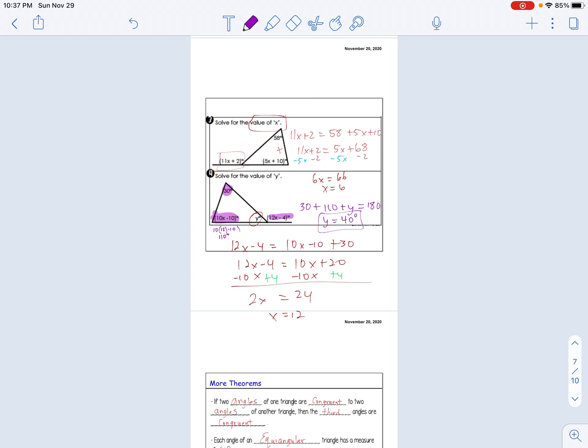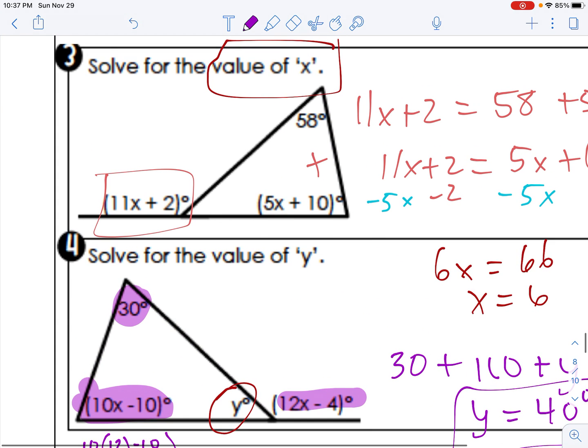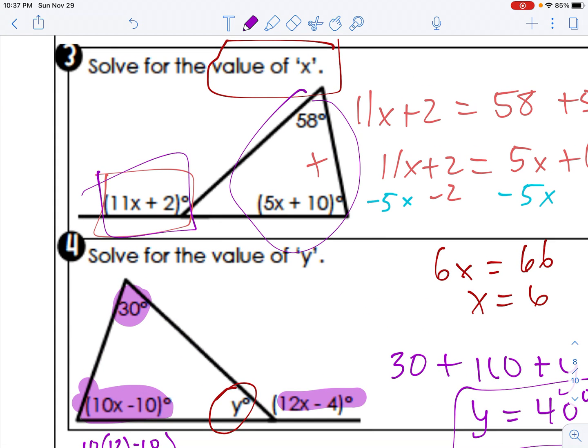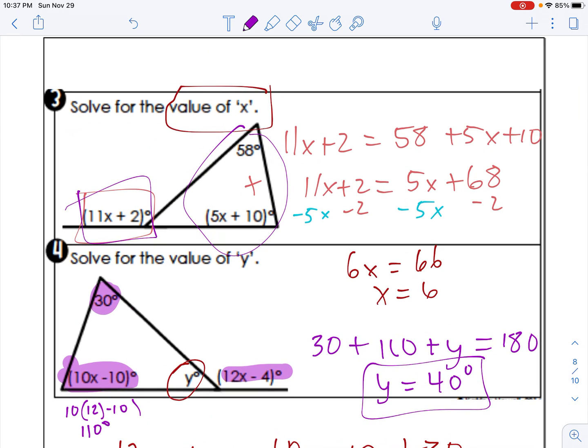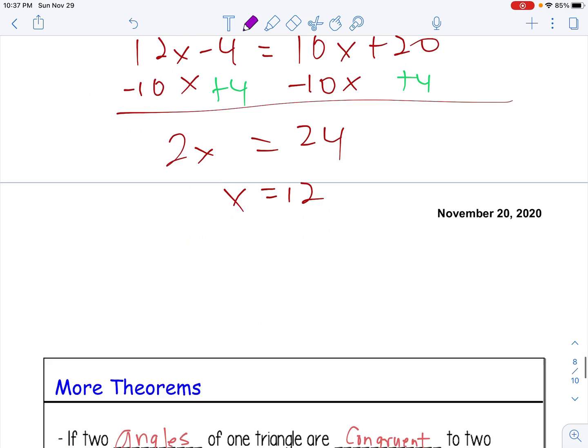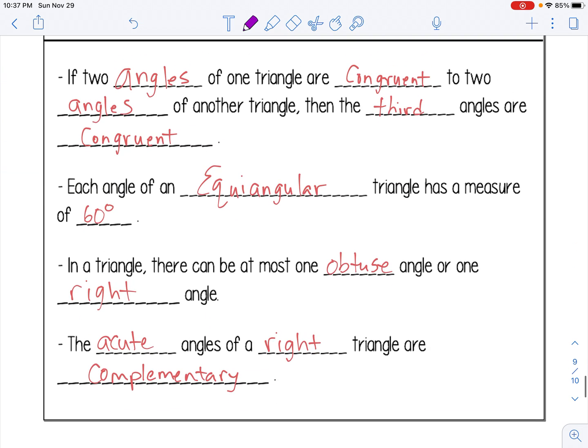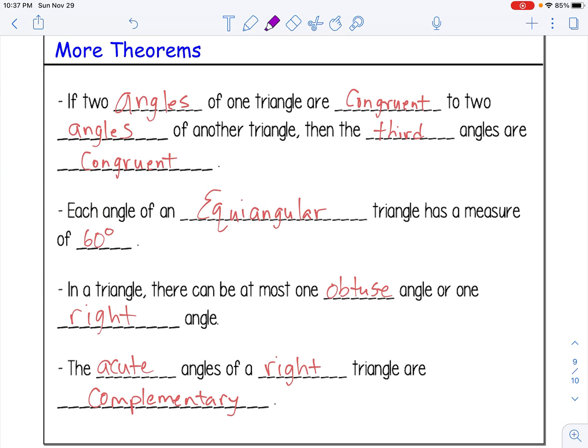Okay, so that's the exterior angle, right? The two angles on the inside add together to equal the outside. The triangle sum theorem: the three angles of a triangle add up to 180. Notice how we're talking angles and not sides. And then these are some not necessarily huge need-to-know ones, but ways that we can speed up through the process a little bit.